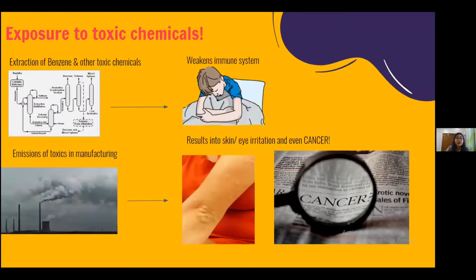Exposure to toxic chemicals. There are four main ways we can be exposed to toxic chemicals. The first one is extraction and transport, through direct contact with emissions including benzene and other toxic chemicals, which can affect our immune system, also our kidney and liver. The second one is emissions from refining and manufacturing of toxic materials, which can result in skin and eye irritations, and even cancer.